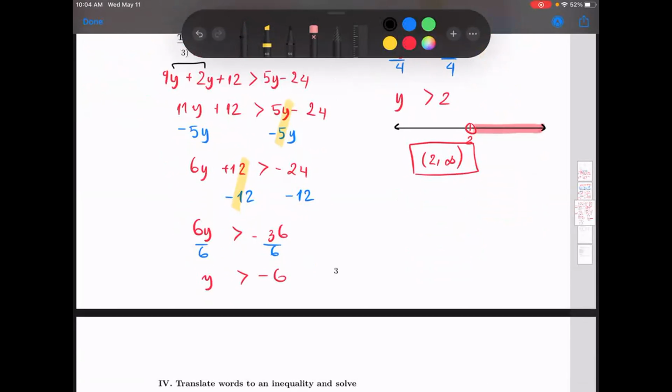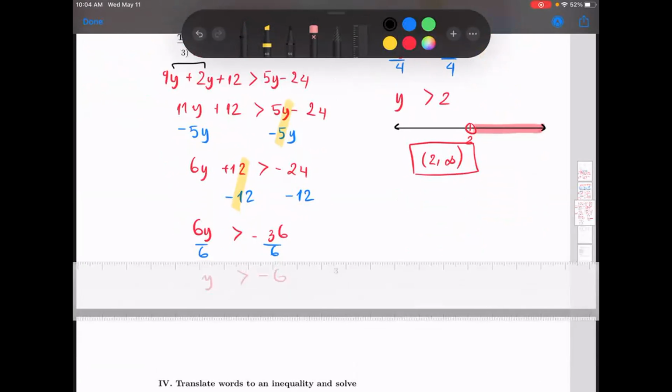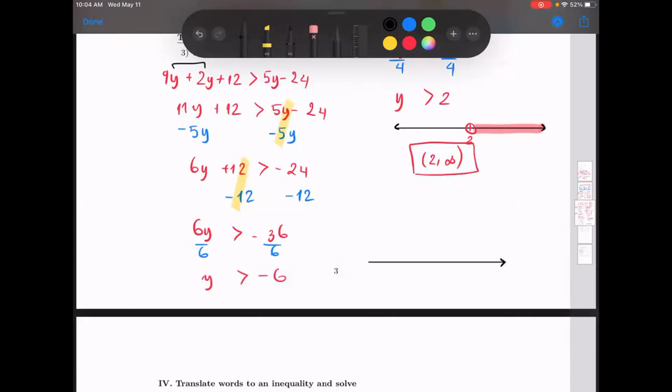Right, you got it all right. Give yourself a check mark. So -6, hollow circle at -6 to the right. -6 to infinity.